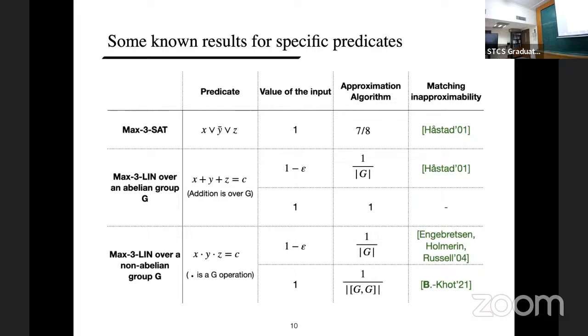So in instances where, for example, the commutator subgroup is basically the entire group, in this case, it's like saying that whether or not the instance is fully satisfiable or almost satisfiable, the best you can do is 1 over the group size.